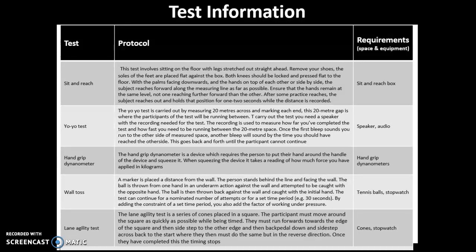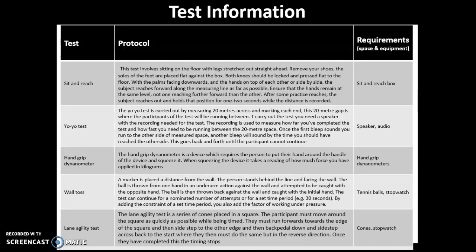The subject reaches forwards along the measuring line as far as possible. Ensure that their hands remain at the same level, not one reaching further forward than the other. After some practice reaches, the subject reaches out and holds that position for 1 or 2 seconds while the distance is recorded. The equipment required for this test is a sit and reach box.